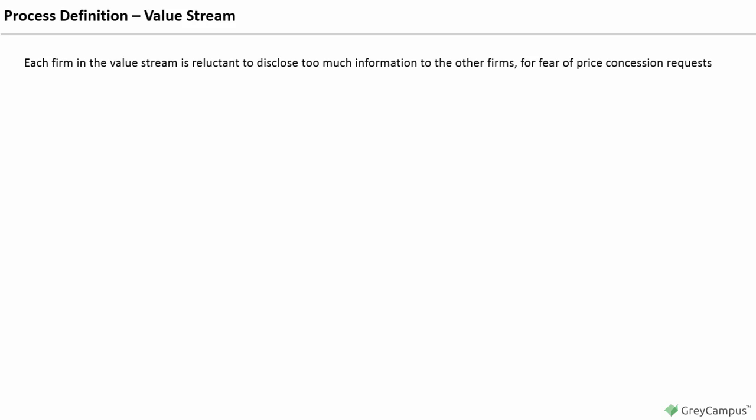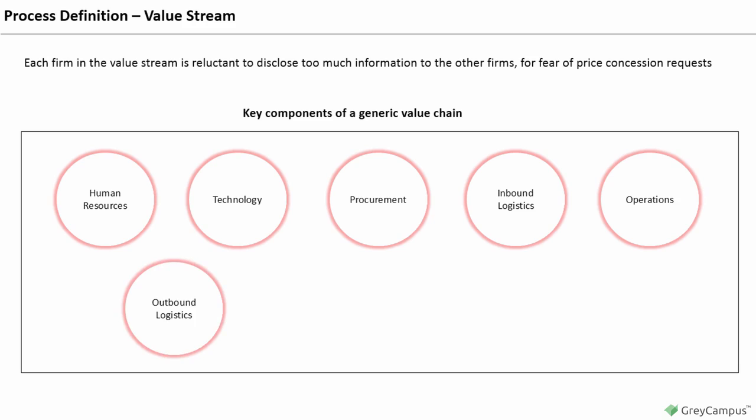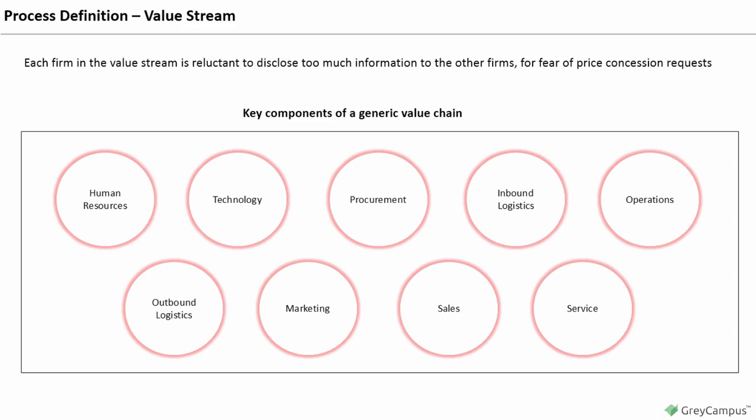The value chain, as described by Porter in 1985, is at a high operating level. A generic value chain involves the key components of human resources, technology, procurement, inbound logistics, operations, outbound logistics, marketing, sales, and service. The discussion and analysis centers on methods to differentiate the firm. However, an organization gains competitive advantage by performing certain strategic activities better or at lower cost than its competitors.